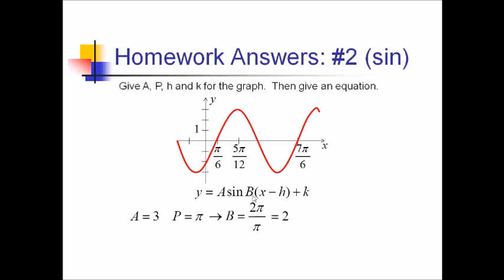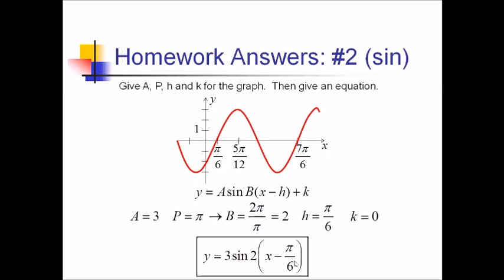For the h value, based off of the sine curve, middle going up happens at pi over 6, and also 7 pi over 6, but why make our lives difficult? I'm just going to use this first one here, so pi over 6 for h. For the k value, this is centered on the x-axis, so our midline is just going to be y equals 0. Plugging that all in, we're going to have y equals 3 sine of 2, and then x minus pi over 6 in parentheses. Outside there we've got plus 0, which we're just not going to bother writing. So there we are.